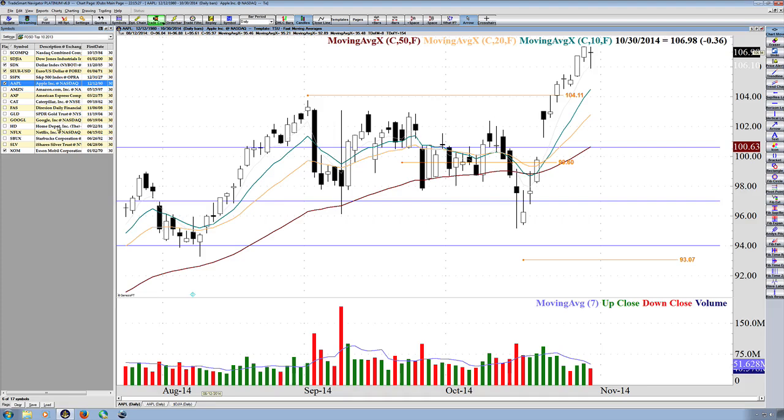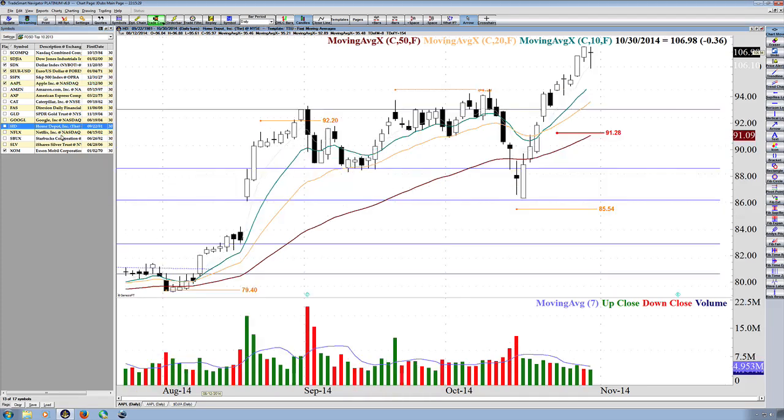Let me think through here if there's anything else in here I wanted to look at. I think that's a pretty good cross-section there.